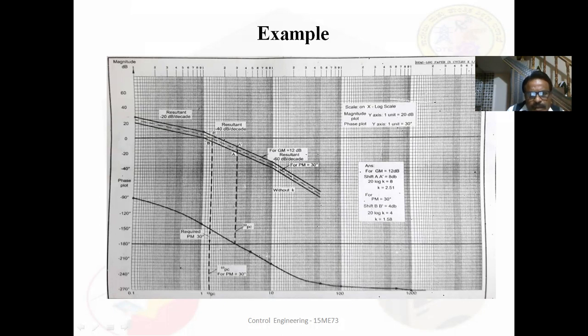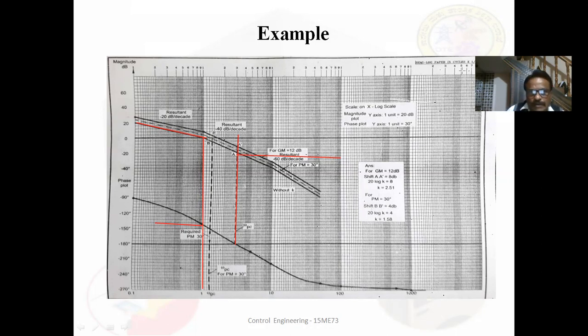Here you consider the resultant phase angle plot where it crosses minus 180 degree. Then draw a vertical line from here towards the magnitude plot. Then measure the gain margin when k value is equal to 1. In the same way, consider the resultant magnitude where it crosses here. Then draw a vertical line here. This will be the phase margin when k value is equal to 1.